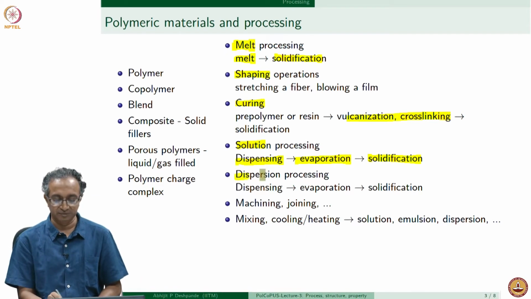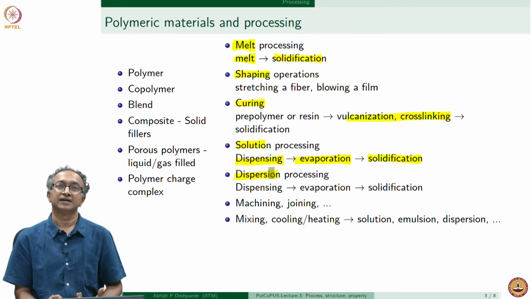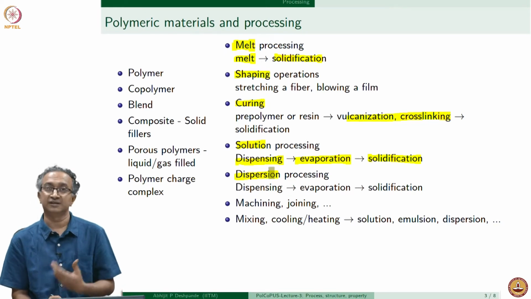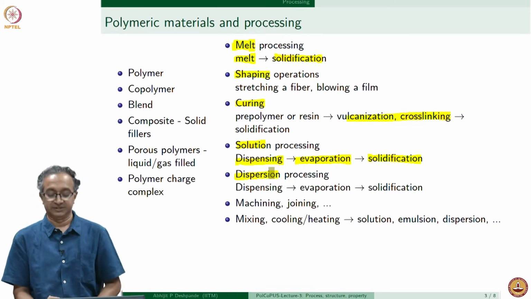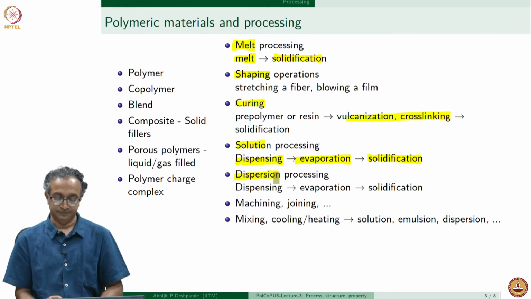We could have just polymer particles, like in case of paint, where we have particles of polymer, particles of pigment, which is usually an inorganic oxide in a solvent. So this is called dispersion.